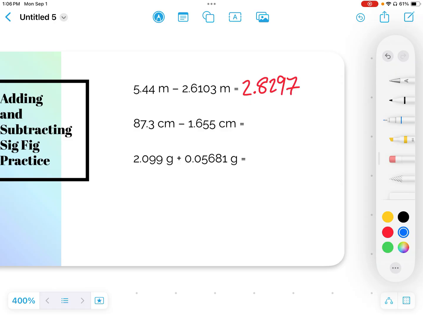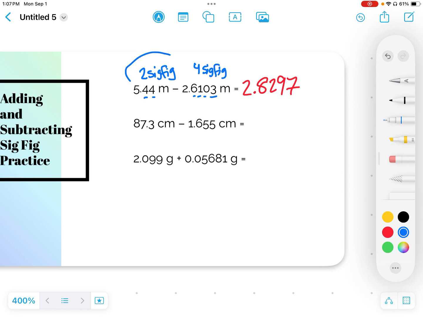And again, you always go back to your problem to figure out how many sig figs. So I'm looking at 5.44. Again, I'm just worried about what's behind the decimal. Well, I have 1, 2. So I have 2 sig figs here. And looking at 2.6103, I have 1, 2, 3, 4. And again, that 0 is significant because it's sandwiched between two numbers. So there's 4.